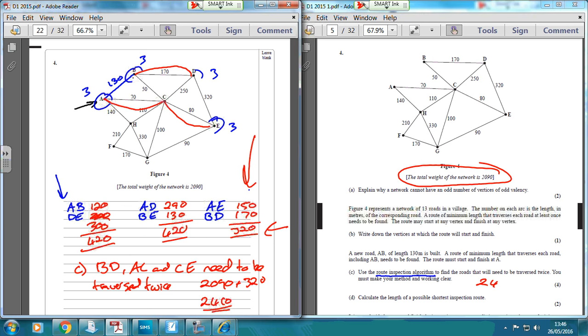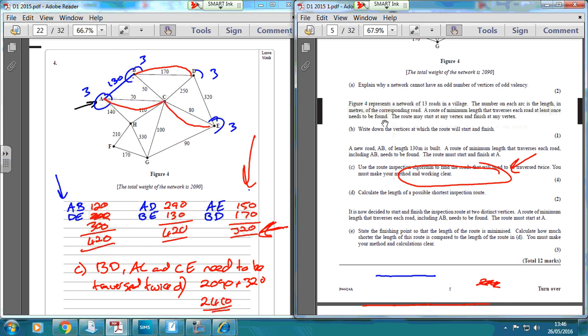Oh, my apologies. You don't need to do that for part C. It says calculate the length of a possible shortest inspection route. So that's what it is. So this part here is going to be part D. It's going to be the existing weight plus the additional weight which you've added. So that's going to be the 2410.